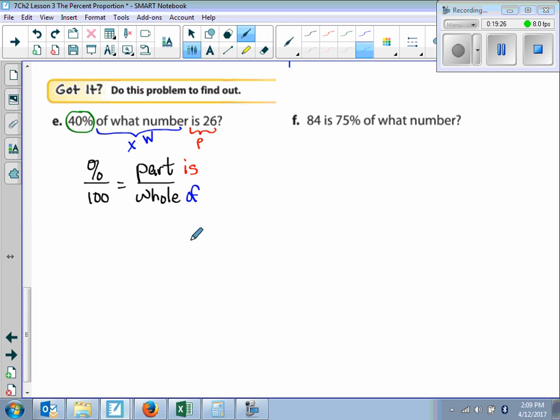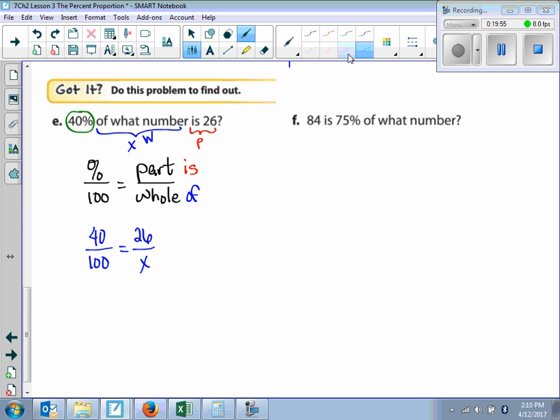So now we can substitute in. So 40% we write as 40 over 100. All right. And then the part, or the is number, 26. Good. That goes in the numerator. And the of number, or the whole, is what we're solving for. That is our x. You got that?